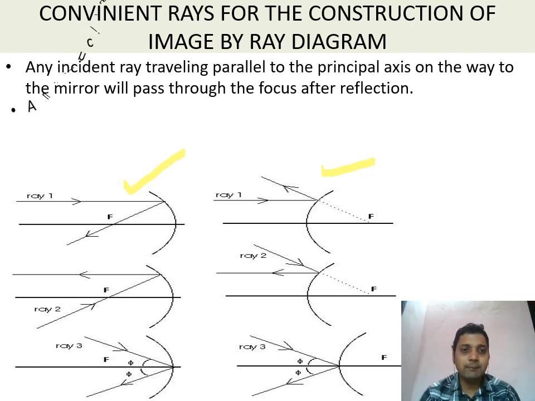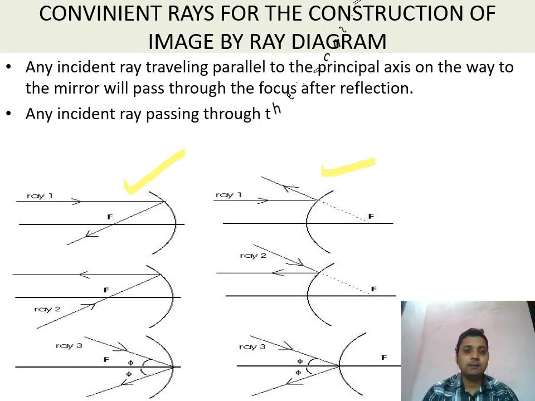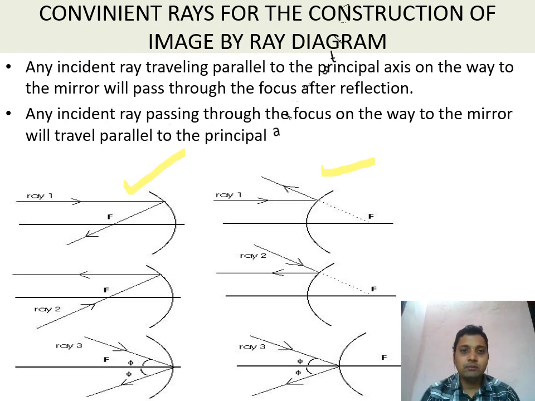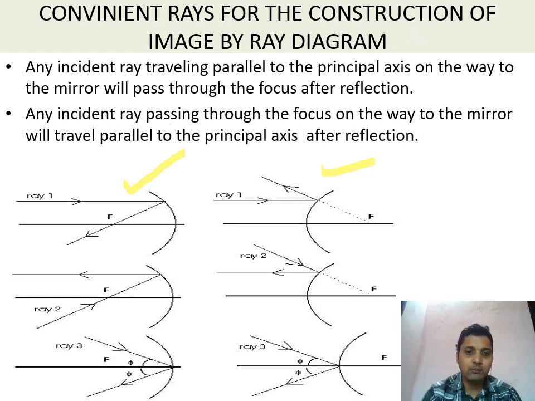The second rule is the reverse of it: any ray of light passing through the focus will, after reflection, travel parallel to the principal axis. You can see it in this part and here. Any ray of light passing through the focus, after reflection from the mirror, travels parallel to the principal axis. Reflection is the return of light, the bounce back of light from a reflecting surface.